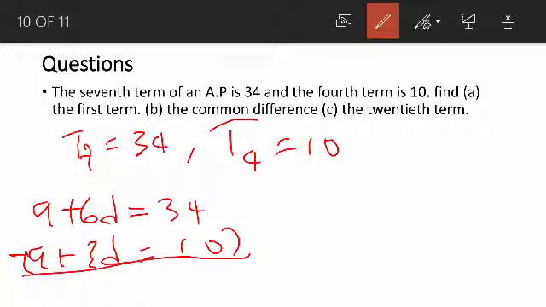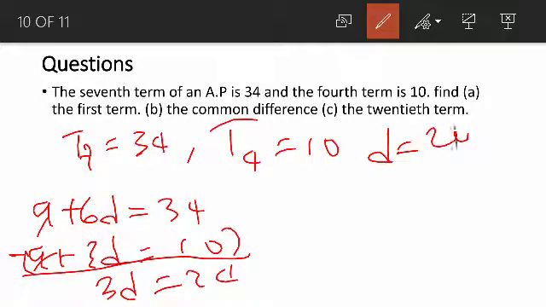So when you subtract, A minus A is 0, 6D minus 3D is going to give us 3D, equal to 34 minus 10, which is 24. So you're now going to have that D is 24 all over 3. And 24 over 3 is equal to 8. So we get 8. That's the common difference.